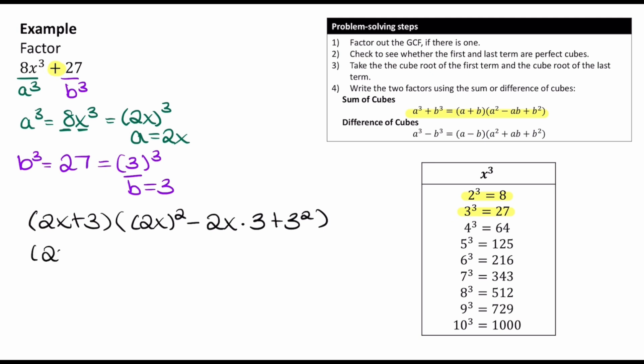So I have 2x plus 3 times 2x squared. Remember, when you're squaring something like that, you have to square both 2 and x. So that's going to give me 4x squared. Minus 2x times 3 is going to be 6x. And then plus 3 squared is going to be plus 9. So this is now the factored form of the original expression.